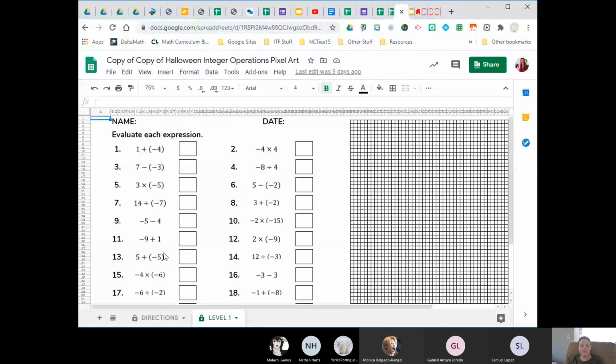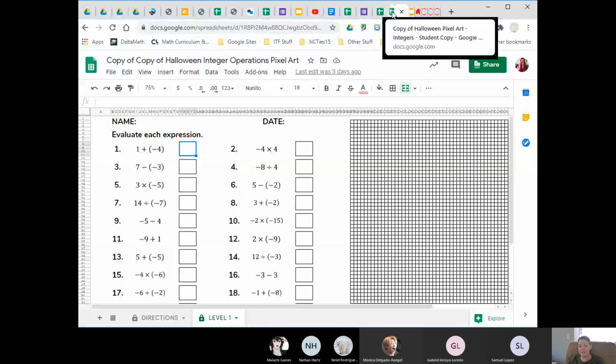And you are going to evaluate all of these expressions. Some of them are addition, some are subtraction, division, multiplication. So everything we've done with integers so far. You type your answer in the box. And if you get it right, you will see some magic happen over here in the pixels.